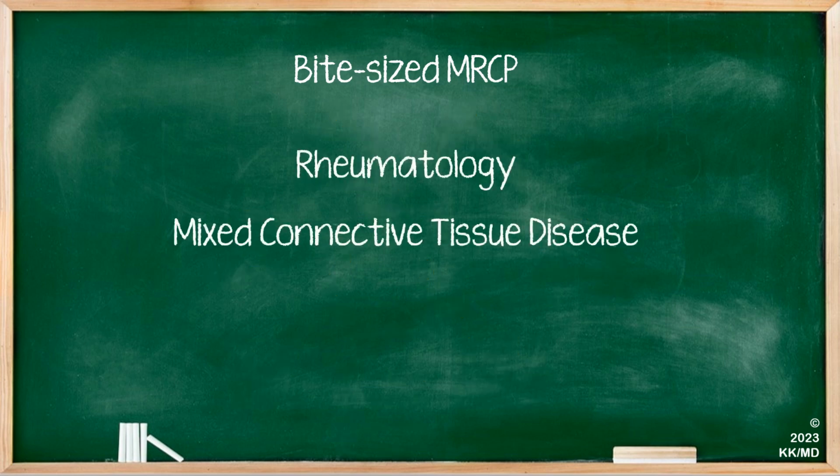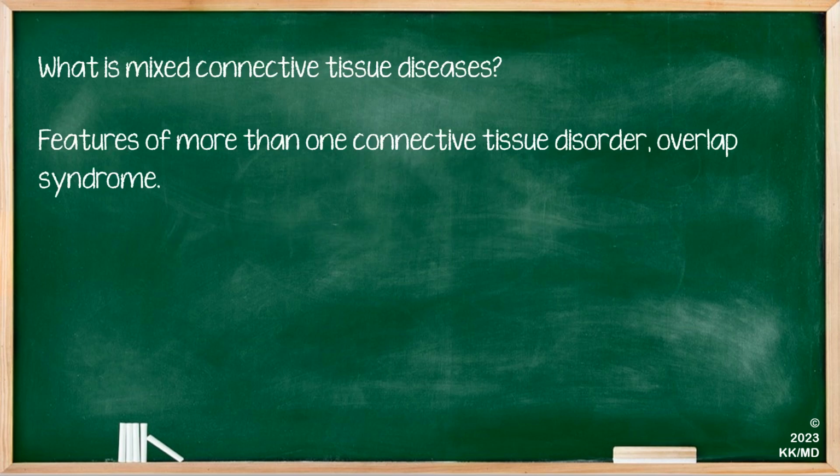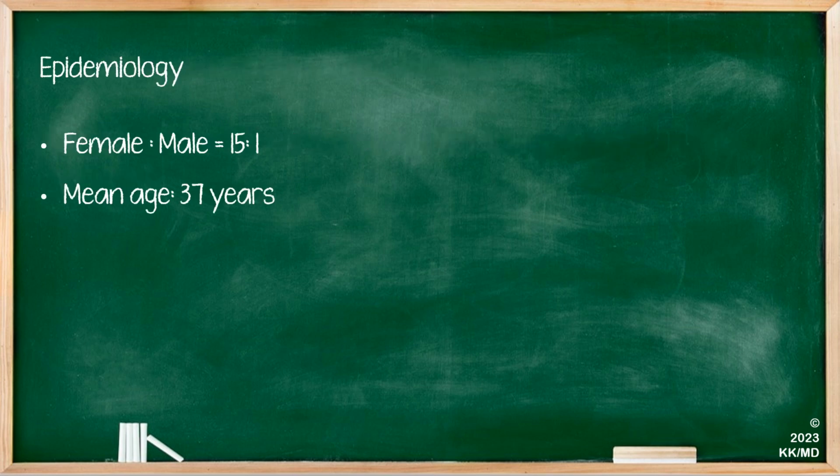Today's topic is on mixed connective tissue disease under the section of rheumatology. So what is mixed connective tissue disease? It is essentially an autoimmune condition that has features of more than one connective tissue disorder, which frequently presents as an overlap syndrome. In terms of the epidemiology of the condition, it affects females far more frequently than males, with a ratio of about 15:1.